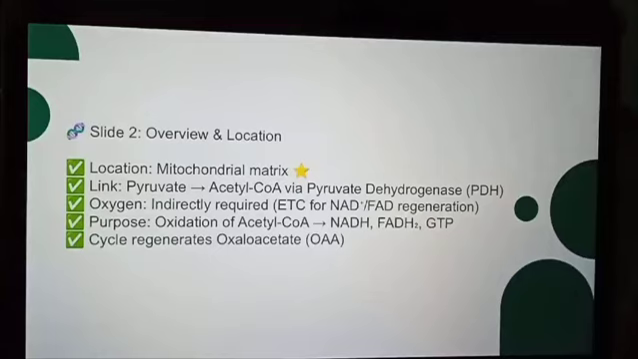Location: mitochondrial matrix. The link reaction takes place before the Krebs cycle, in which pyruvate is converted into acetyl-CoA with the help of pyruvate dehydrogenase. Oxygen is indirectly required, meaning for the electron transport chain reaction. The purpose is oxidation of acetyl-CoA and the formation of NADH, FADH2 and GTP.